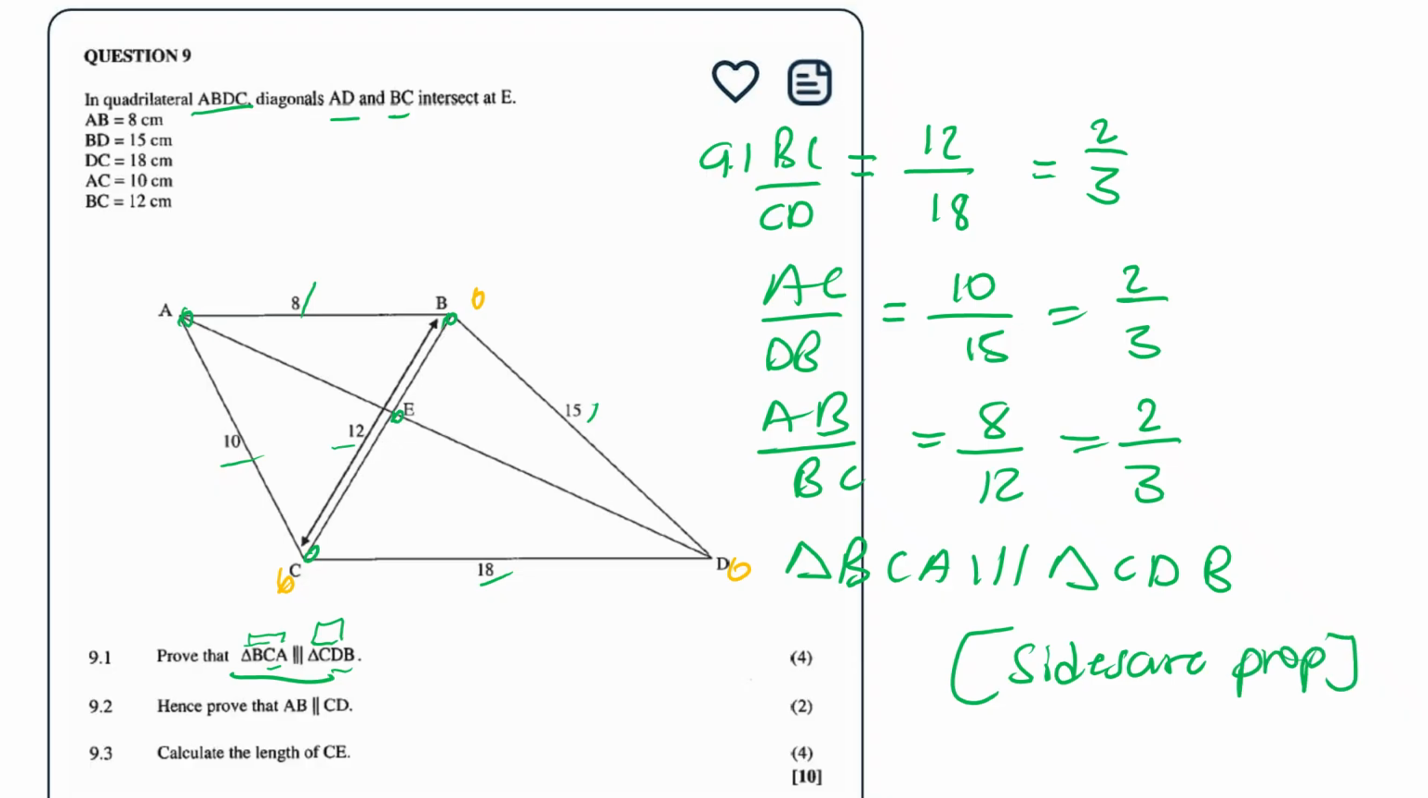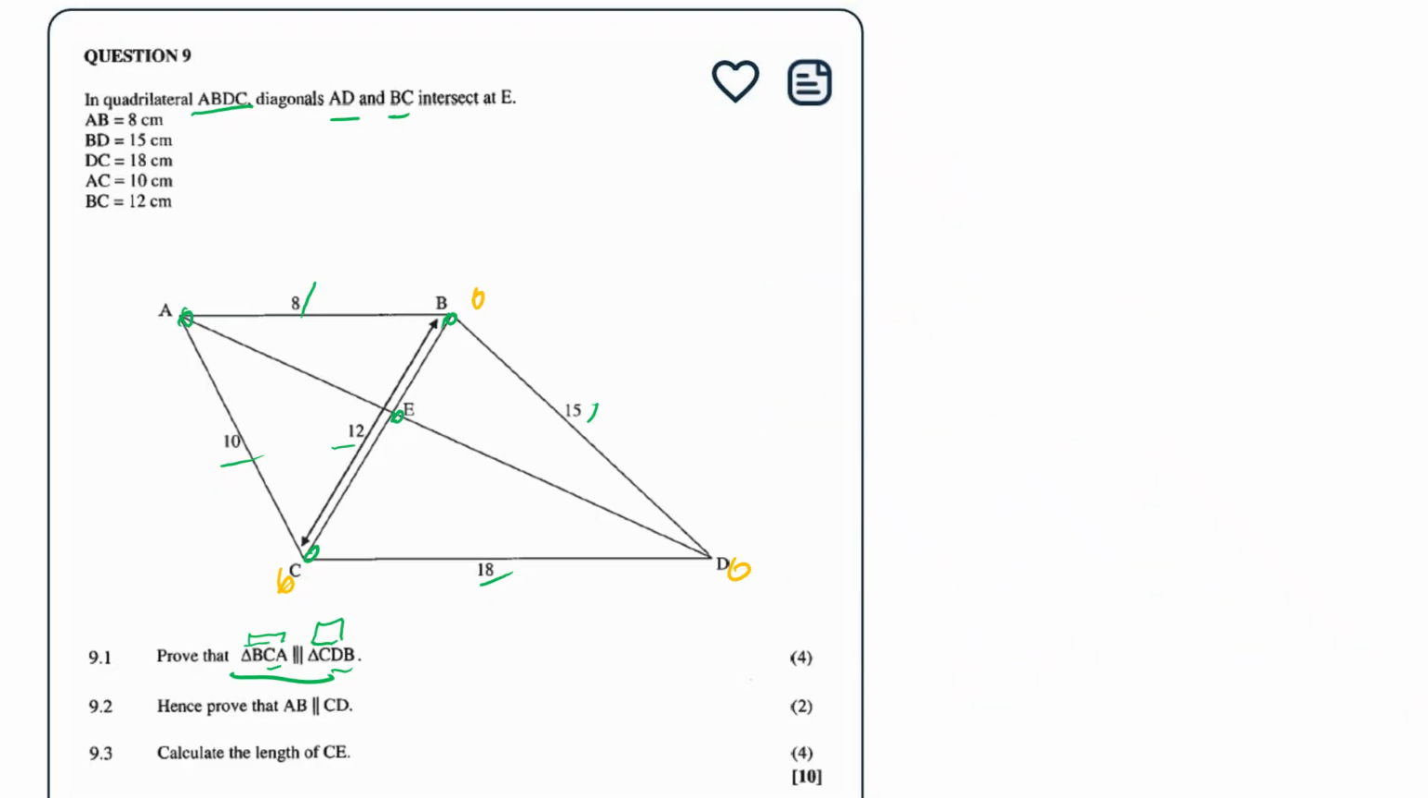Sides are in proportion. Therefore now 9.2, hence prove that AB it is parallel to CD. We have to prove that. So we can say 9.2, ABC it is equal to what? To BCD. ABC it is equal to BCD, right?